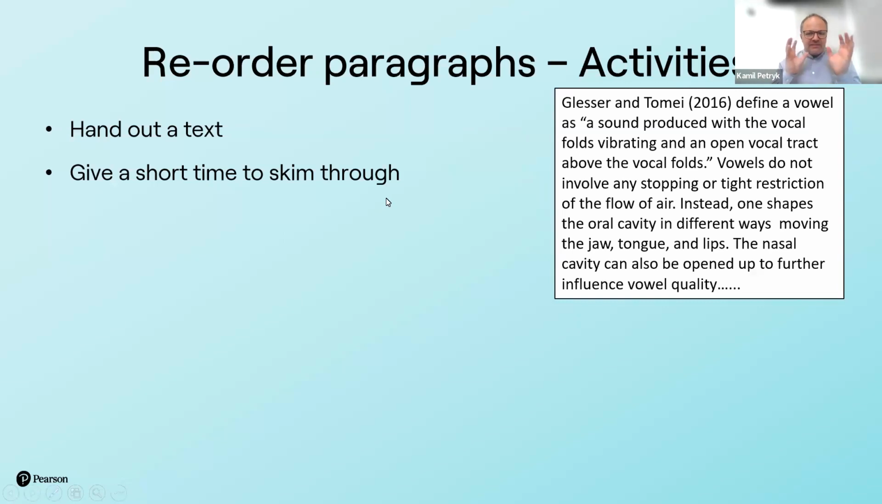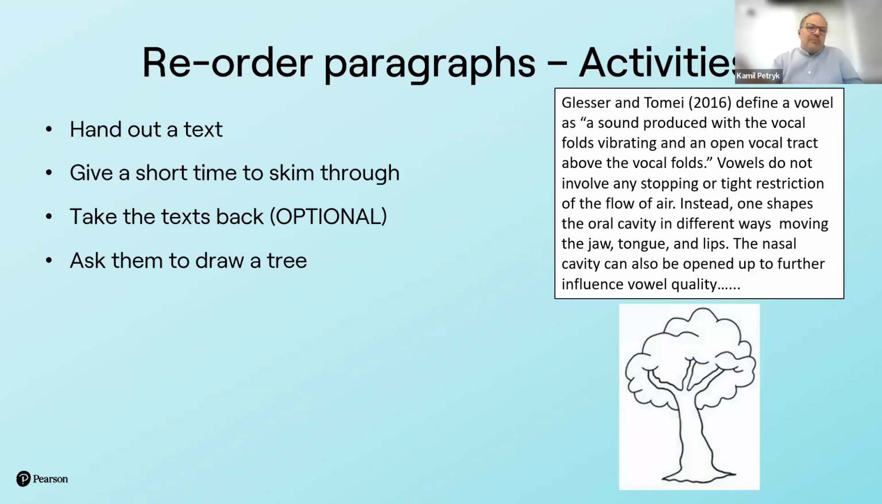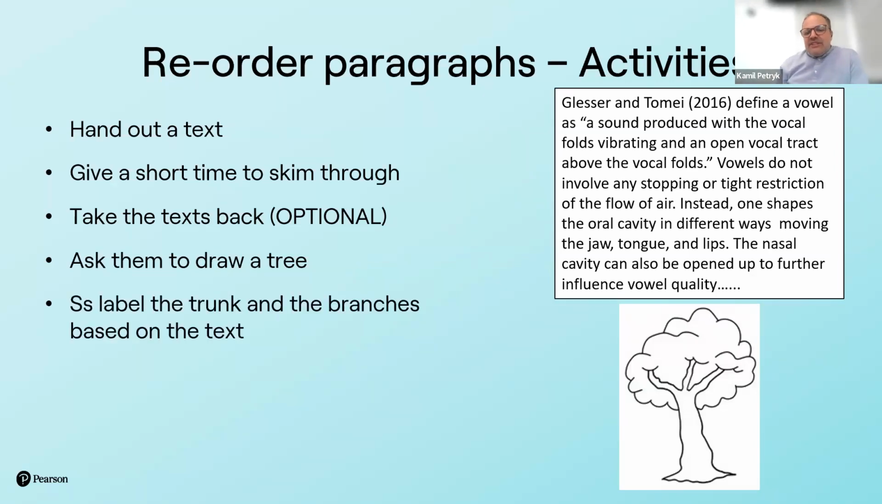So that should be really short time, not too much, to also teach them this skimming. They have to just get the gist of the text. And you take the text back, optional, if you want a little bit more challenge, or you can leave the text with the students if you want less challenge, and ask them to draw a tree, or you provide a picture of a tree. So you introduce a little bit of a graphic element, which also always spurs the learning process. And they label the trunk and the branches of the tree based on the text.